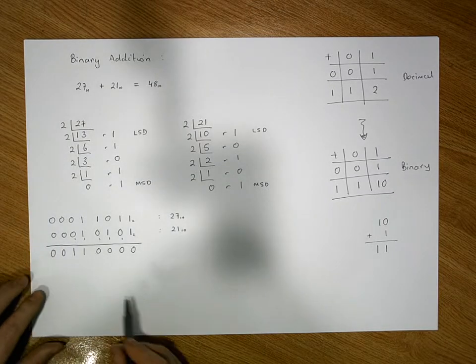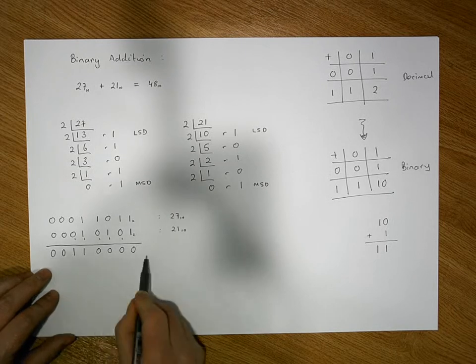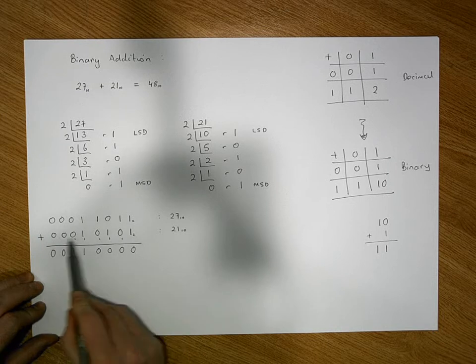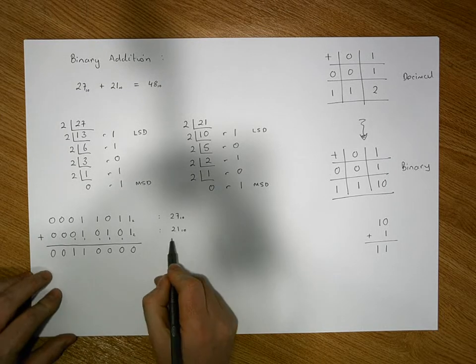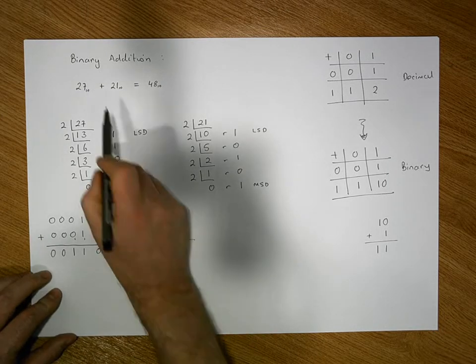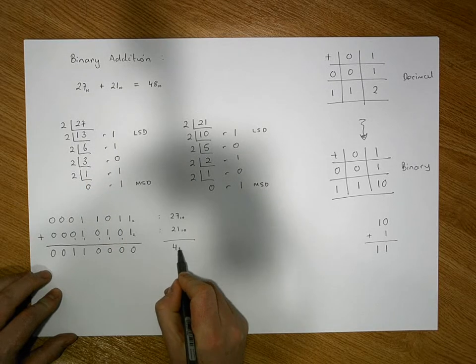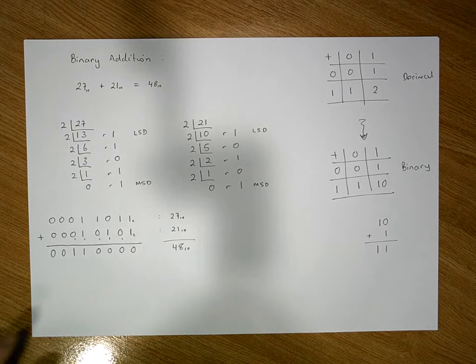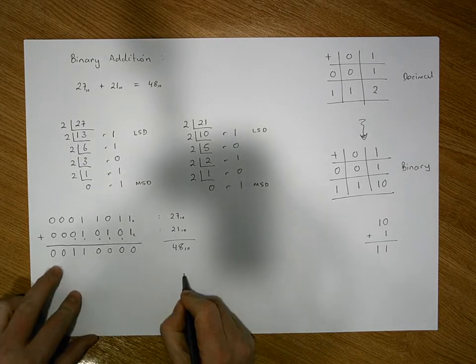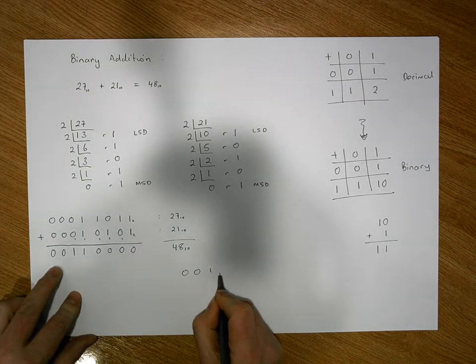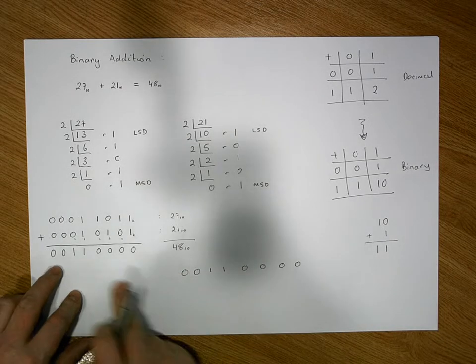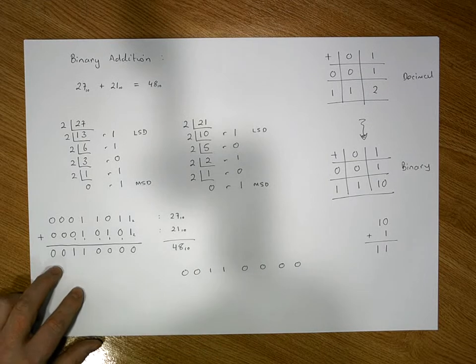So what we're arguing here is that this binary number here, which is the result of adding these two binary numbers together, should be equivalent to the decimal number 48. And let's just sanity check that. Let's take this binary number here, 0, 0, 1, 1, 0, 0, 0, 0, and let's convert it into decimal to see do we get 48 as our decimal number.